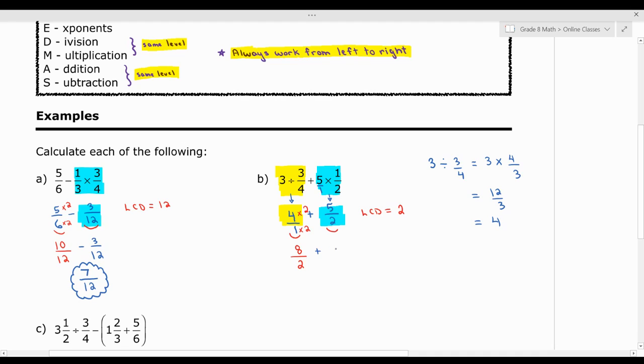And then still plus the 5 over 2. Now we're good. Bottom is matched, denominators match. So we're allowed to go 8 plus 5, which is 13, over the 2 just stays. The question didn't have a mixed number to start with, so you could leave your final answer like this, or if you wanted, you could say this is like having 6 and 1/2.